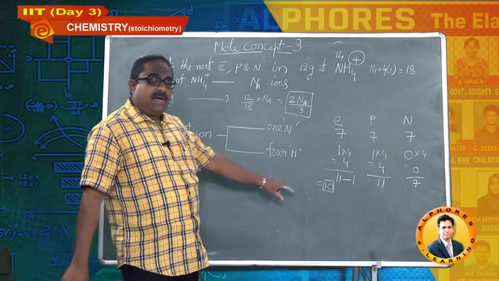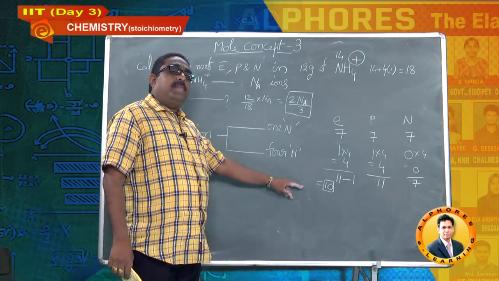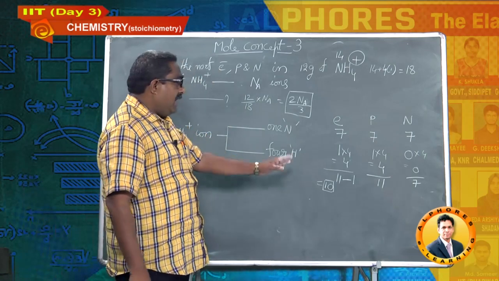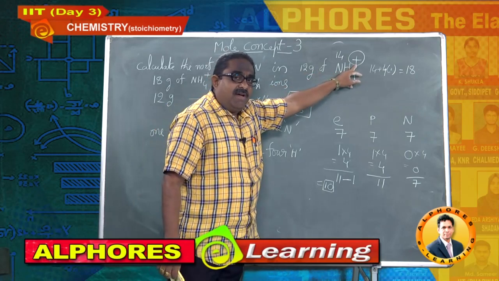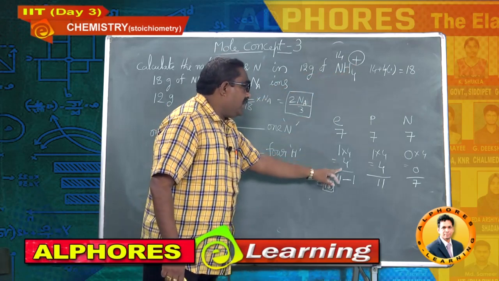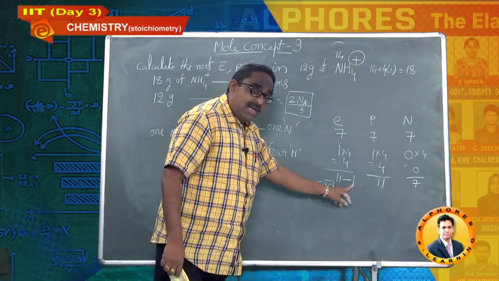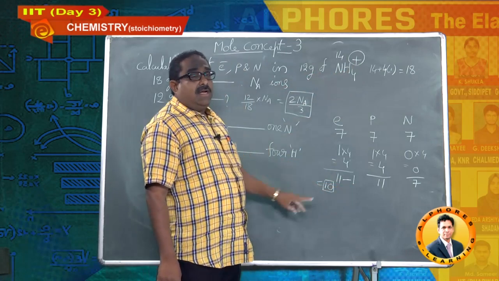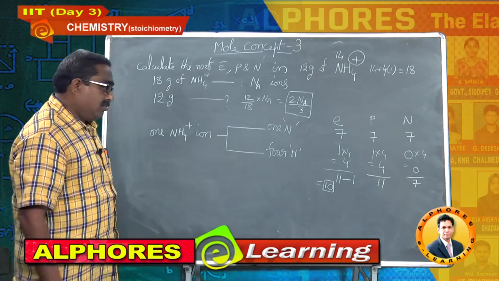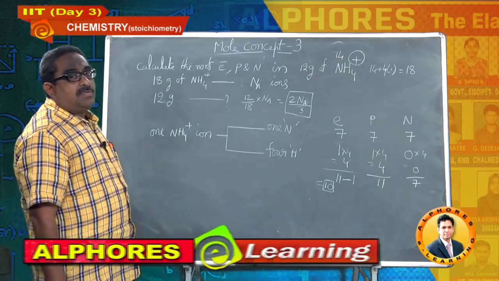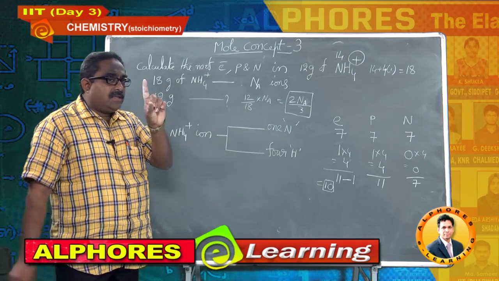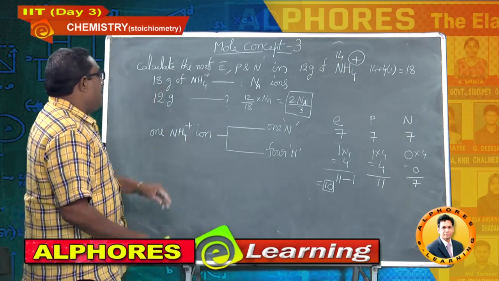This is the important step in this question when compared with the previous question. Okay, that is, one positive charge is there, which means loss of 1 electron. So from the total number of electrons you should subtract 1 electron, and finally you will get only 10 electrons. Now I got the number of electrons, protons, neutrons present in a single species of ammonium ion.